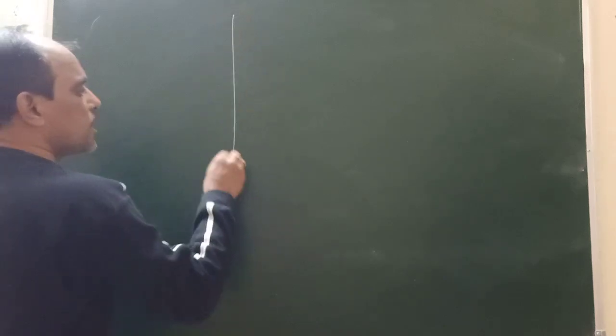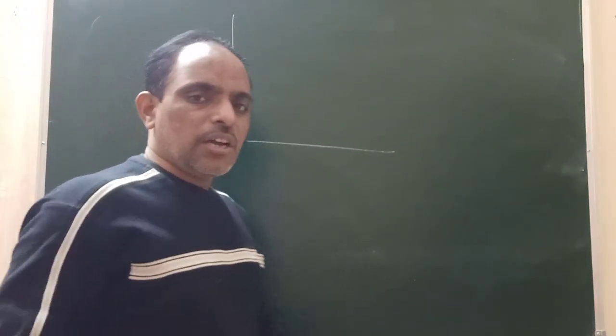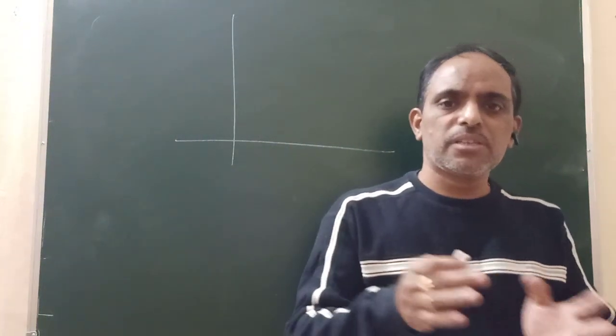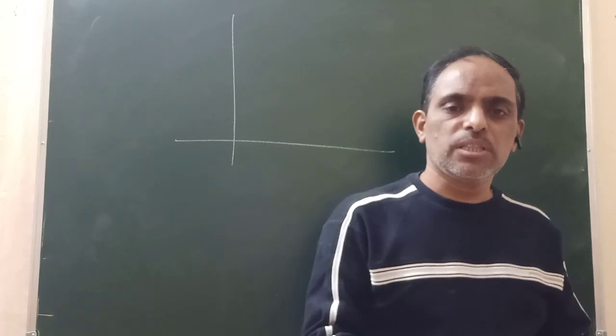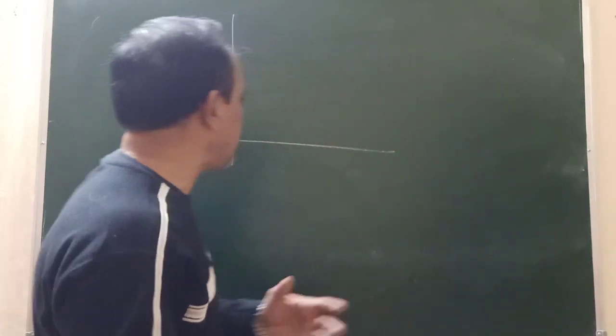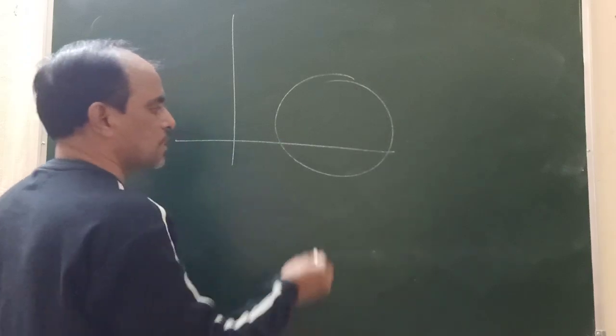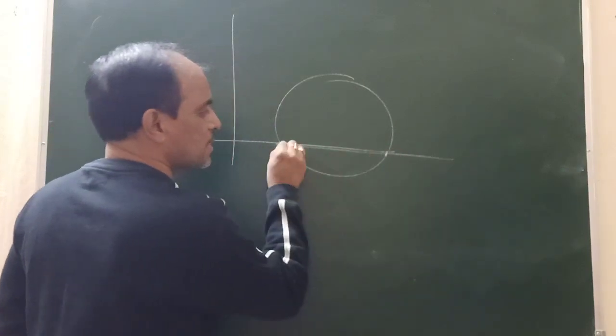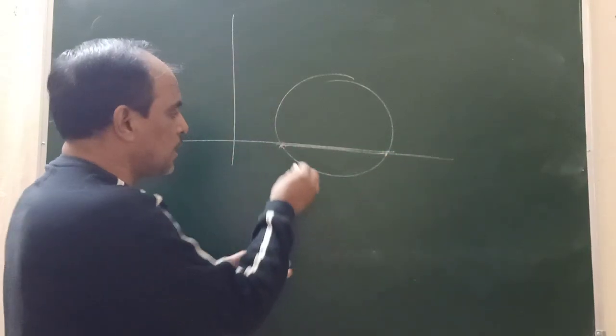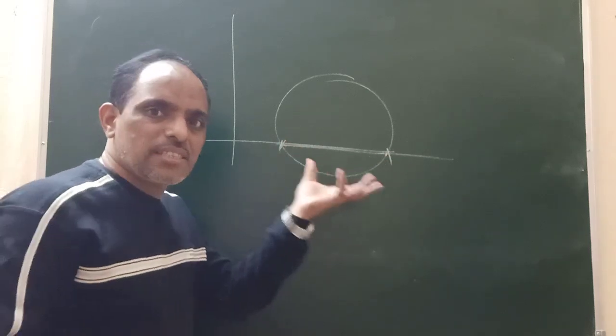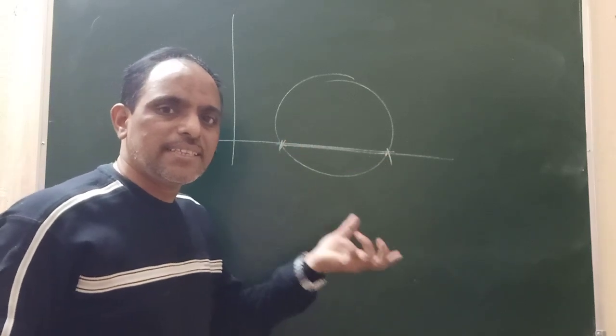Now let us go with a circle. I already explained to you what happens when a circle touches the x-axis, touches the y-axis, and touches both the axes. Then you see, if a circle cuts the x-axis, then a piece of the x-axis is inside the circle. This is called X-Intercept.